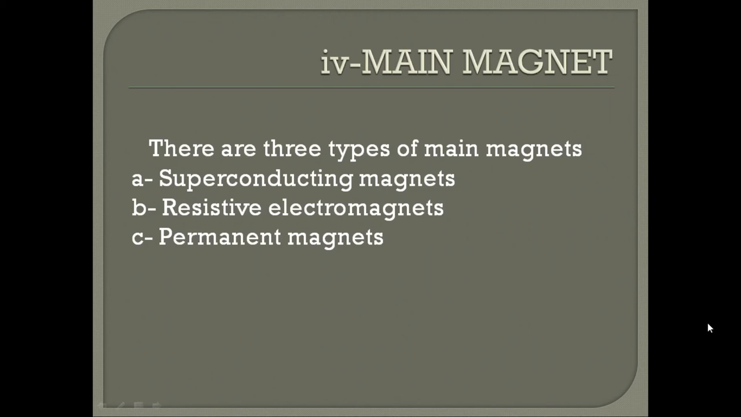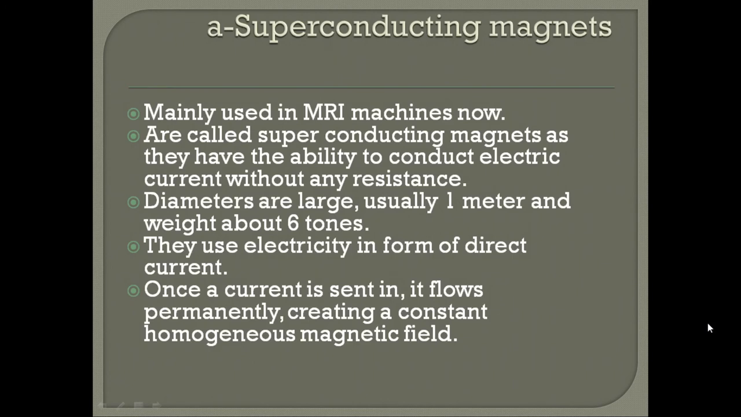Now coming to the main magnet. There are three types of main magnets: superconducting magnets, resistive electromagnets, and permanent magnets. Mainly in MR machines now, superconducting magnets are being used. These are called superconducting magnets because they have the ability to conduct electric current without any resistance. Once the electricity is set in, it continues to flow within that without any stoppage. The diameter of this superconducting magnet is very large, usually 1 meter, and it weighs about 6 tons.